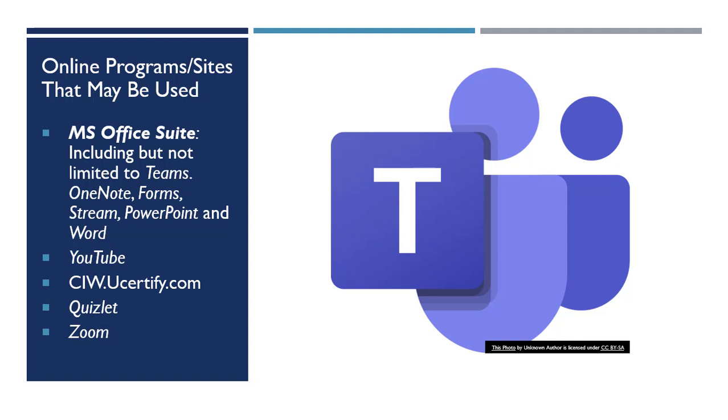The CIW U-Certify is our online text. Quizlet is a program we use sometimes in class to help them study. I'm not really planning to use Zoom, but if for some reason we cannot do online meetings through Teams, then I may end up using Zoom, and this list may change as we move forward. But right now we are planning to use the Microsoft Office suite. If your student is not sure how to get to it, on my website there's that document on how to access it that they can use.